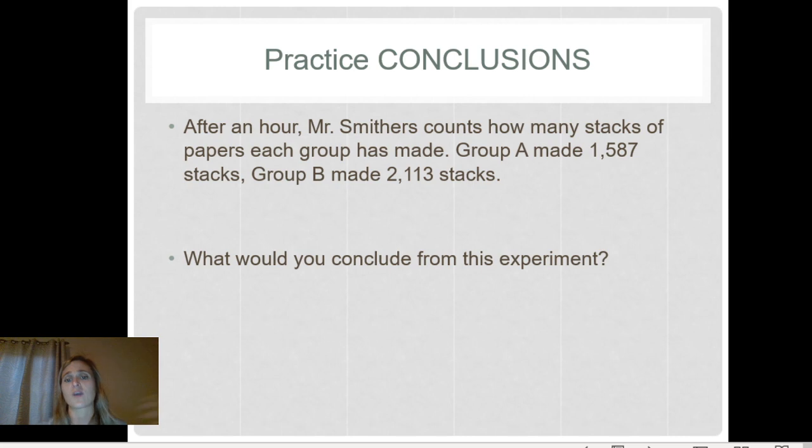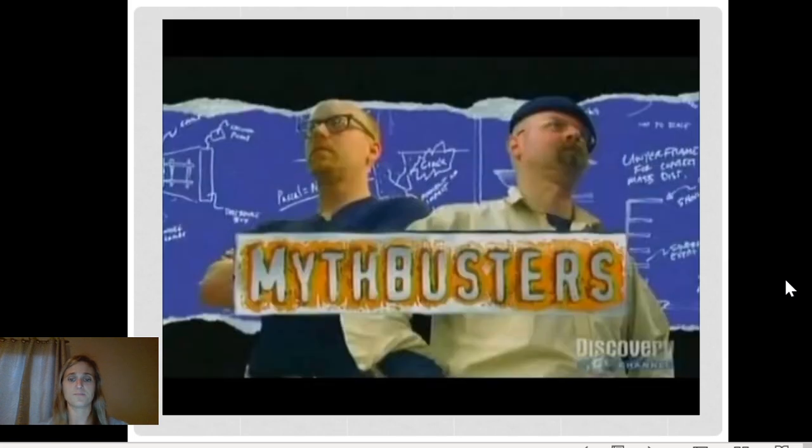So right now I want you to think, what could you conclude from the experiment? Looking at the productivity numbers, which is our data we're getting out of the experiment, and it's quantitative data because it's numbers, and we're counting stacks, okay? What happened in this experiment? Was Mr. Smithers' hypothesis proved correct? He thought giving the special juice would make them more productive, okay? And group A had the special juice and group B did not. So what can you conclude?